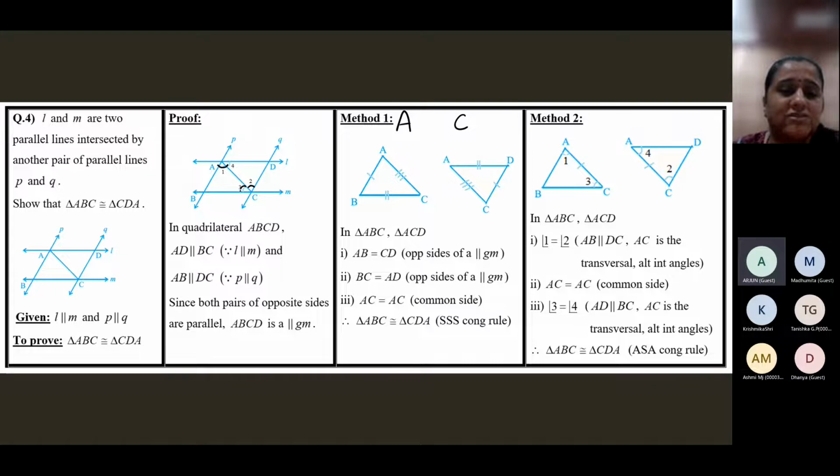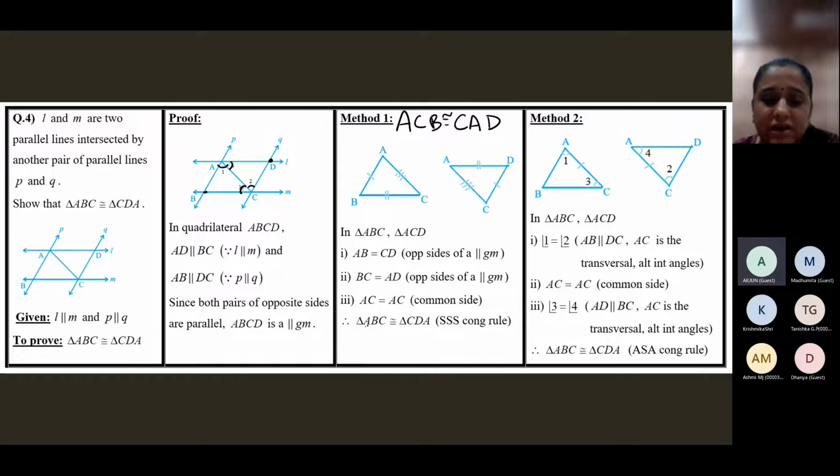Then if you say angle 3, it's vertex C in the first triangle. And angle 3 is equal to angle 4, so it is vertex A in the second triangle. And then the third vertex: the third vertex is B in the first triangle, and the third vertex is D in the second triangle. So ACB congruent to CAD is also correct.